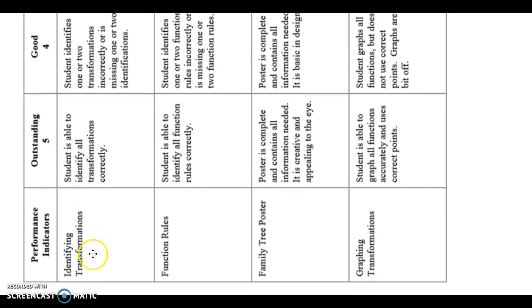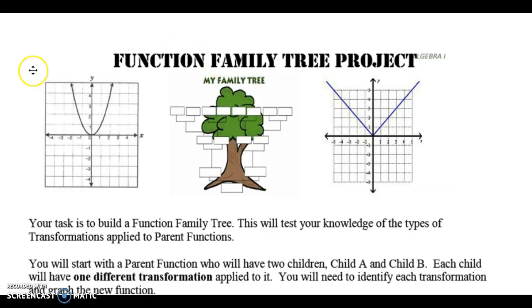Please also keep in mind that I'm grading you on whether you identify the transformations correctly using words, whether you write the function rules correctly using equations, and whether you graph the transformations correctly using your graphing calculator or whatever you'd like. So those are the three different aspects of representing a function. You're representing a function using words, you're representing a function using the equation, and you're representing a function using the graph. Alright, that's about it for this video on the function family tree project.